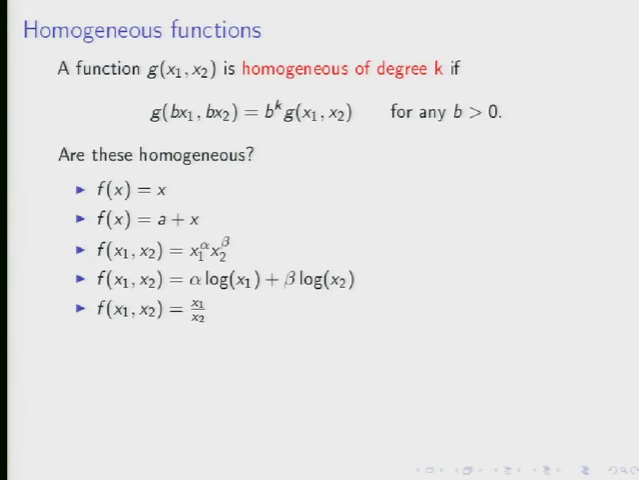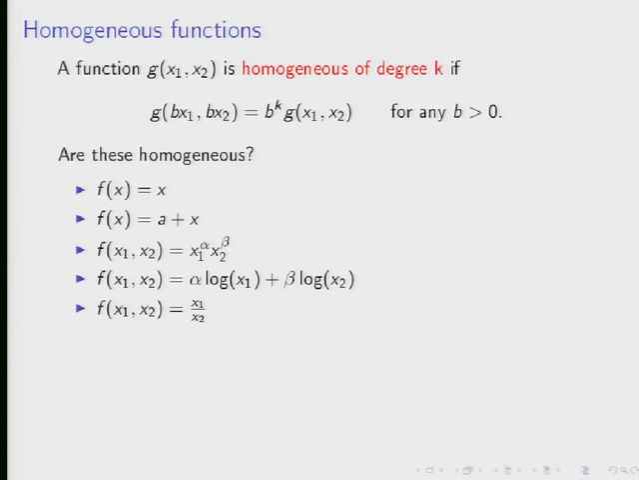Okay, what about this one? Is this one homogeneous? Okay, no, why not? If we multiply x times b, the resulting function is not just some power of b times the original function. This constant a here messes things up as long as a isn't 0, of course. Okay, good. How about this one here? x1 raised to the alpha, x2 raised to the beta. Homogeneous or not? Okay, yes, it is.